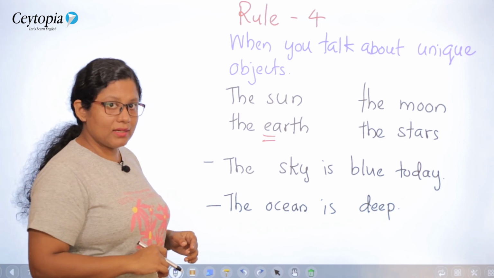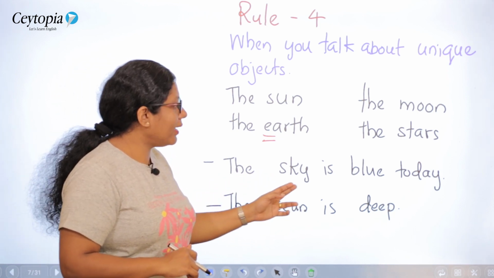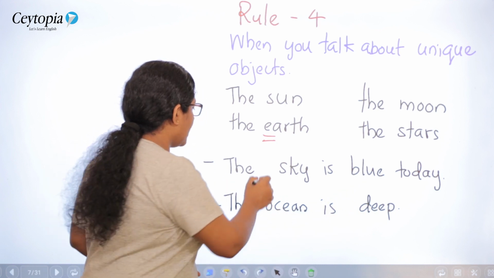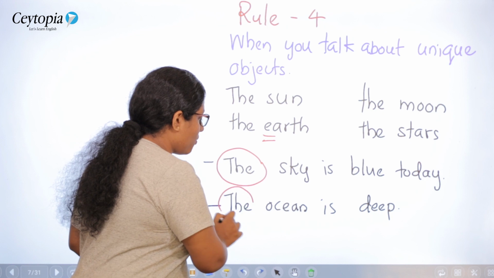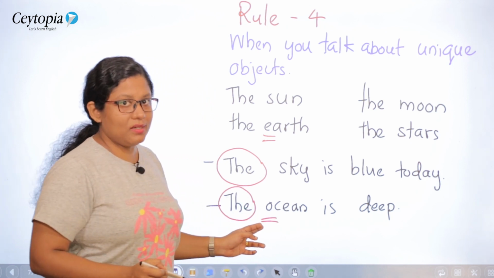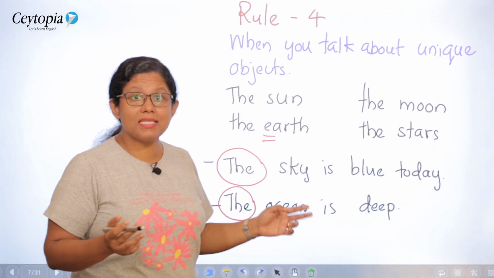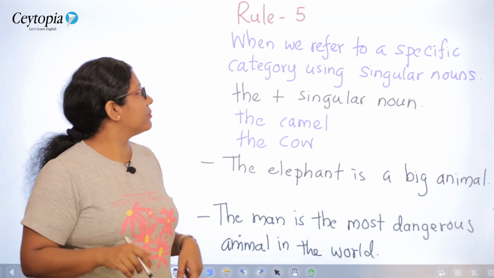Let's take a look at examples. The sky is blue today. The sky. The ocean is deep. The ocean. Why? O is a vowel sound. The ocean is deep. Rule number 5.